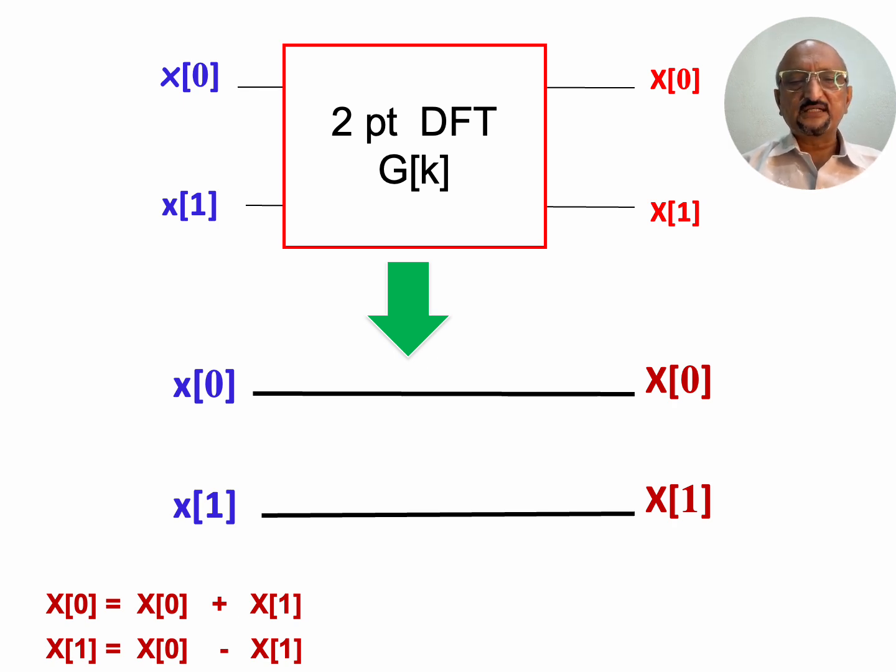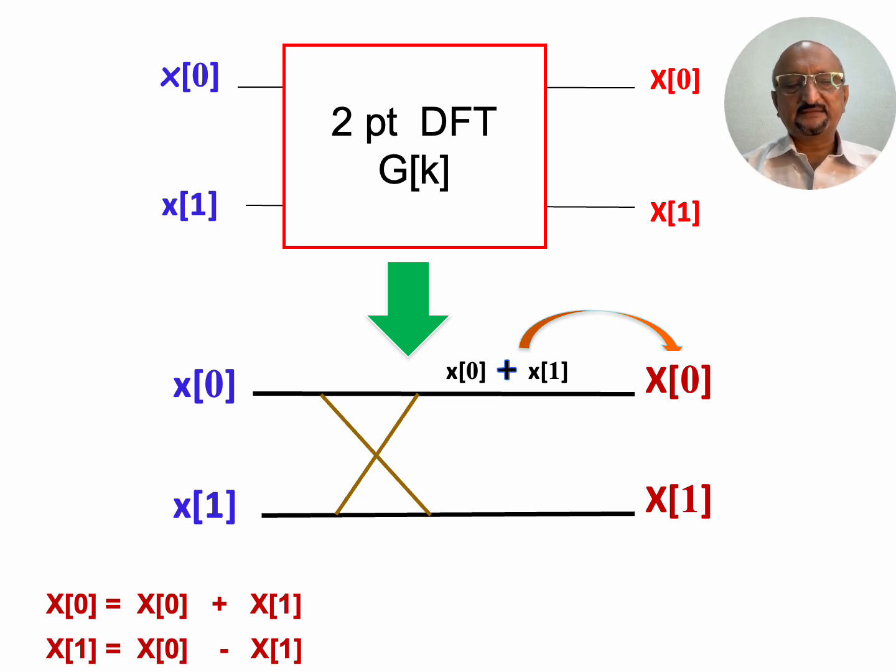To calculate the first output value X of 0, we have to take small x of 0, small x of 1 here and add them together. Resultant value is X of 0. Similarly, to find X of 1, let's take x of 0 and then we'll have to subtract this x of 1 from this x of 0. So we'll have to multiply this x of 1 by minus 1. x of 1 multiplied by minus 1, resultant value is X of 1. This is the FFT flow graph for N equal to 2.